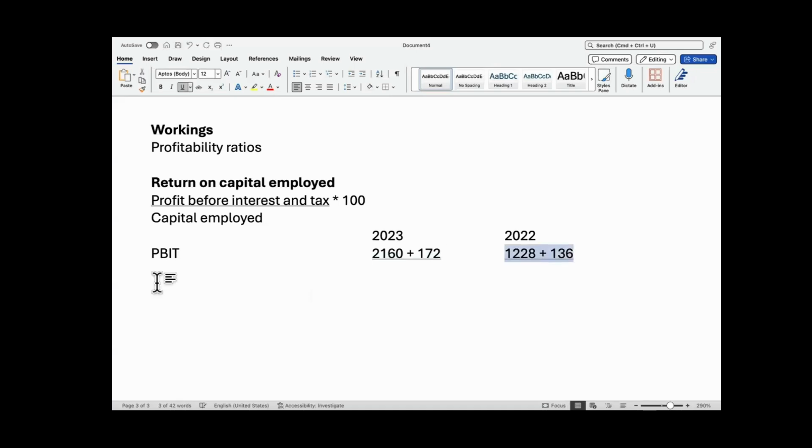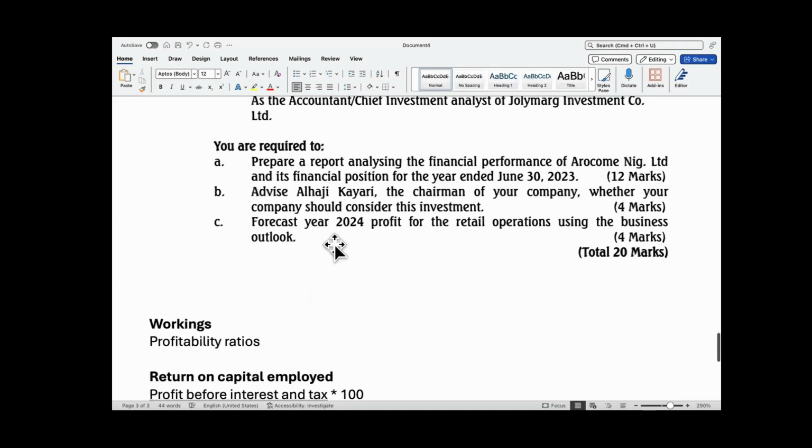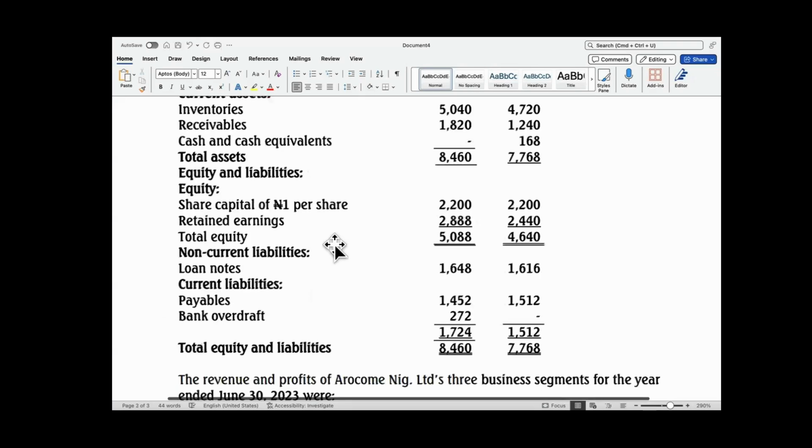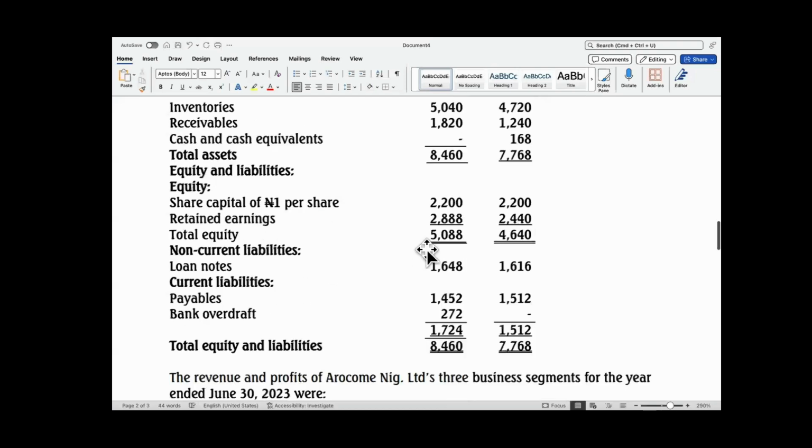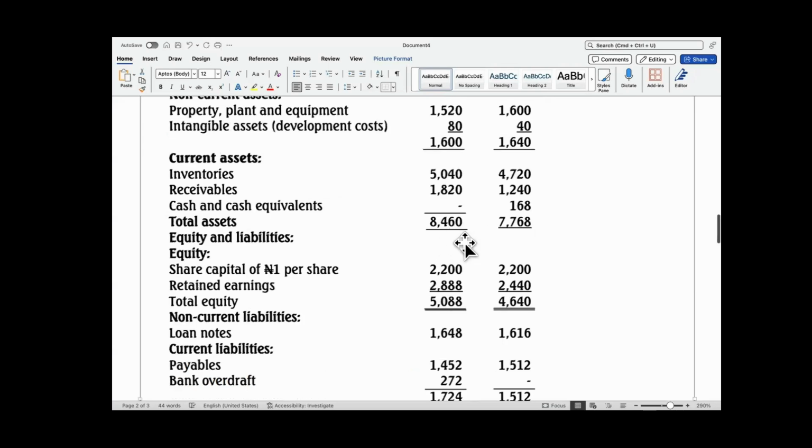And since we are using PBIT, our capital employed will be equity plus debt. So our total equity in 2023 is 5088. Can you all see it? That's my total equity. And my fixed interest debt, which is these loan notes, is 1648. So for 2023, it is 5088 plus 1648.